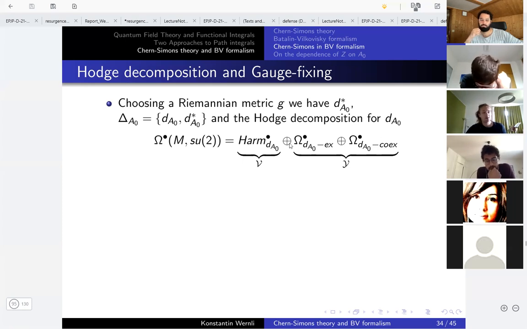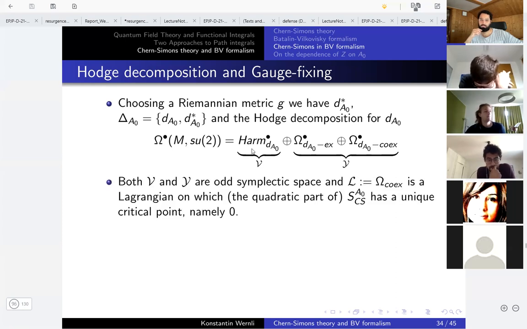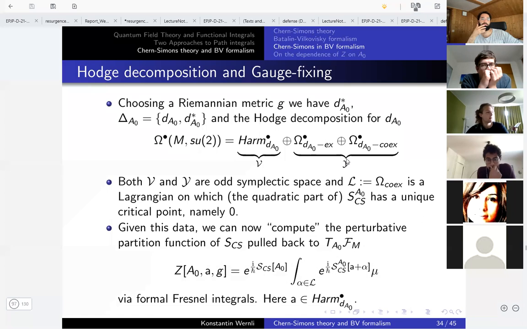And now this is again an odd symplectic space. In here, so in Y, I have a Lagrangian, which is just given by the co-exact forms. So you can check that the symplectic form actually vanishes on here. And restricted to this Lagrangian, my action functional at A0 has a unique critical point. So that's what I like.